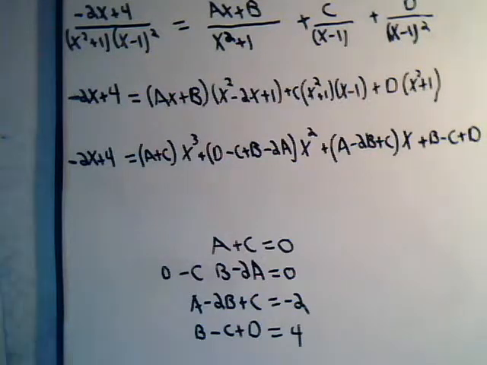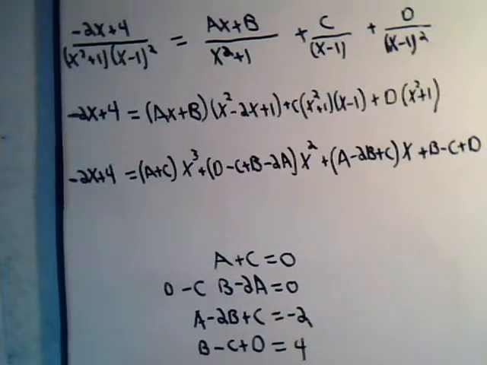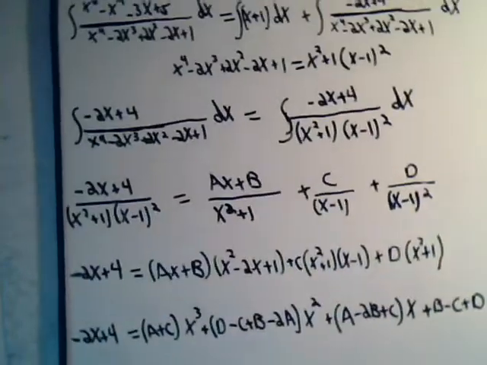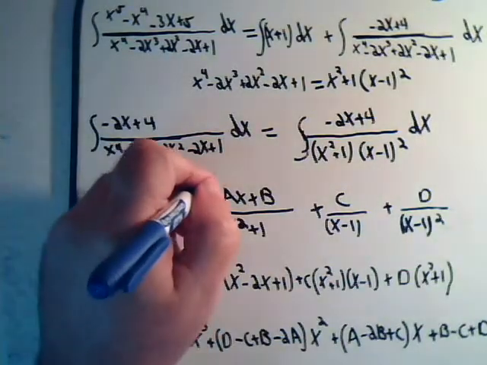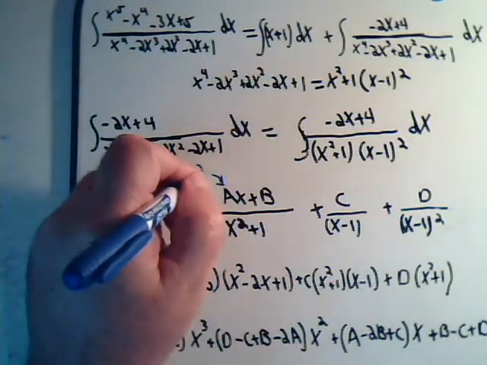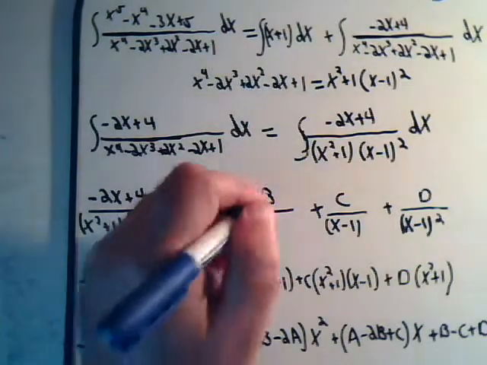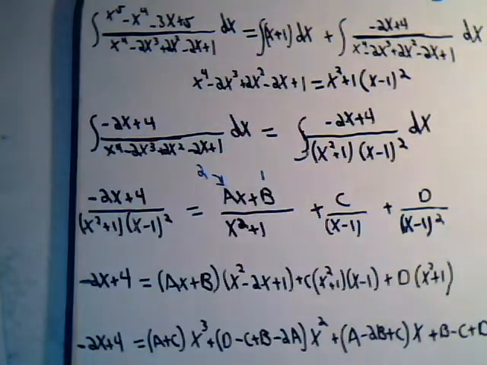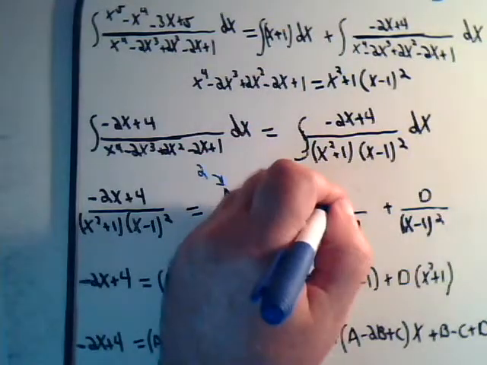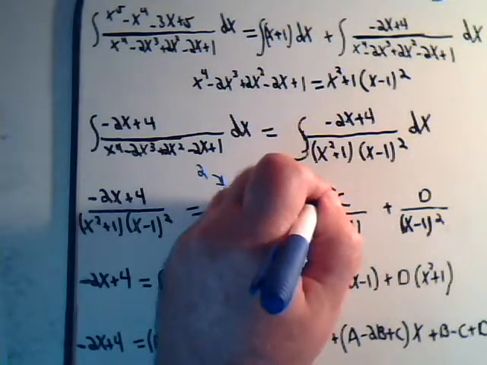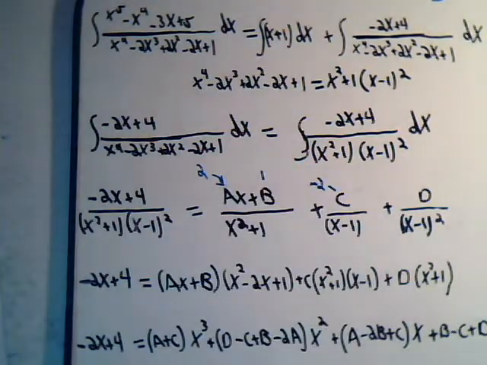And if you go ahead and do the algebra, a comes out to be equal to plus 2. B comes out equal to 1. C comes out to minus 2. And D is also 1.